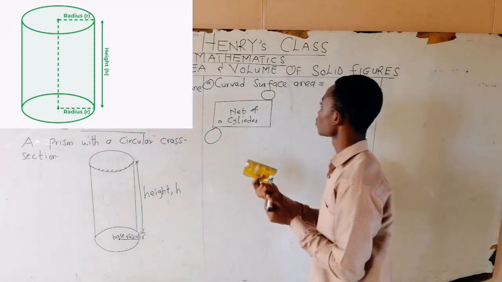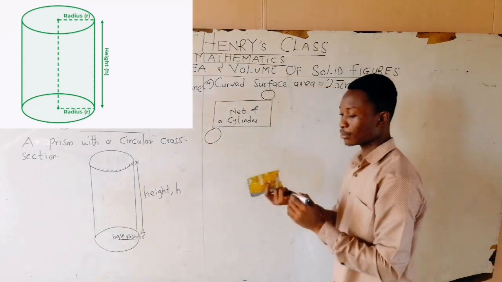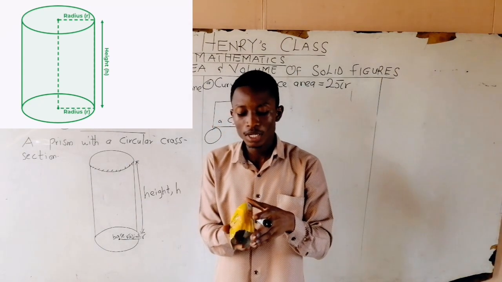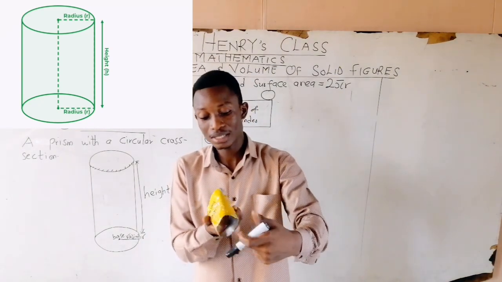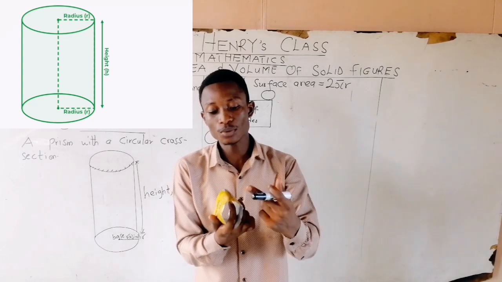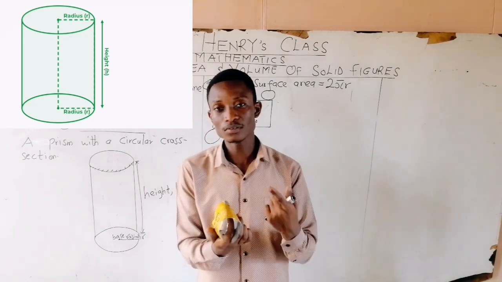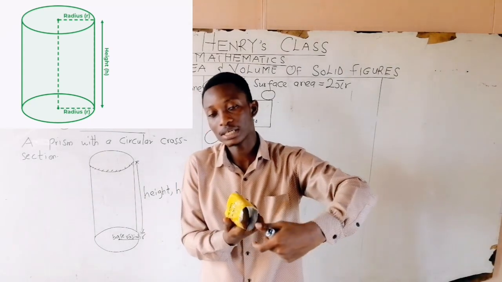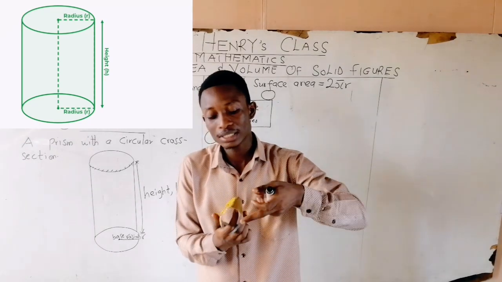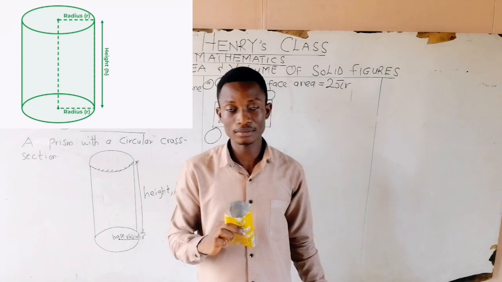2 pi r. I am not done. Since this is a cylindrical shape, it has what we call the height. So if I want to find the curved surface area, it is the circumference times the height. That gives me the curved surface area.